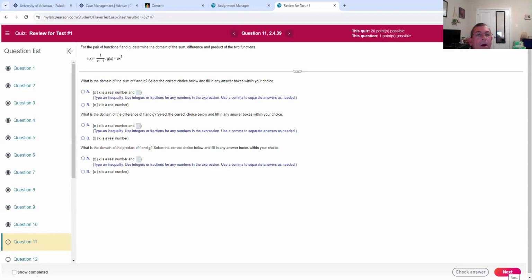Oh, y'all, what we got here? Oh, domain. So let's see if y'all remember this one. So let me write these functions down. What's this, number 11? So let's see, f of x equals 1 over x minus 1. G of x equals 6x to the third. So we're going to find the domain of the sum, difference, and product.